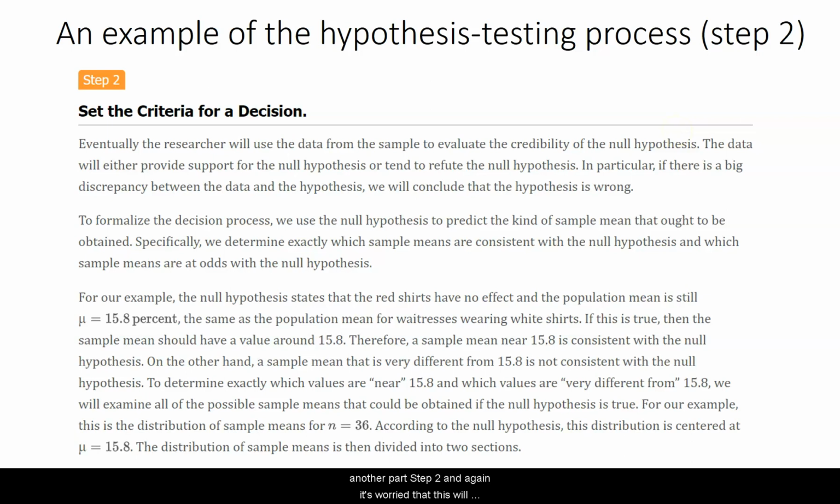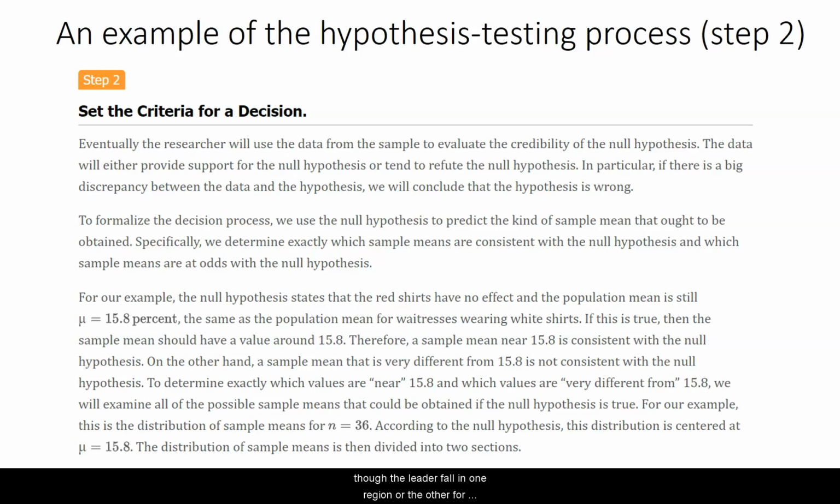And so here goes another part, step two. And again, it's wordy, but this will improve here shortly. Just let me get through this forest. Eventually, the researcher will use the data from the sample to evaluate the credibility of the null hypothesis. The data will either support the null or tend to refute it. In particular, if there's a big discrepancy between the data and the hypothesis, we'll conclude that the hypothesis is wrong. To formalize that process, we'll use the null to predict the kind of sample mean that ought to be obtained given that the null is true. Specifically, we determine, now this is so critical, let me say this slowly. Specifically, we determine exactly which sample means are consistent with the null hypothesis and which ones are at odds with it. And we're going to divvy it up like a piece of apple pie. There'll be no doubters. They'll either fall in one region or the other.